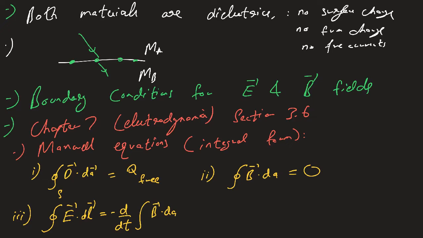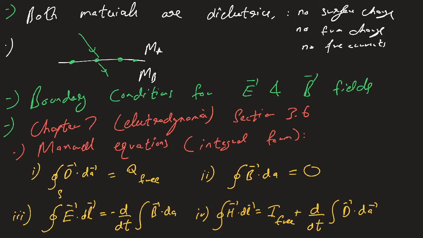Okay. And then the fourth Maxwell equation is that the line integral of H dot dl is equal to the free current I free plus d by dt of the integral over the surface bounded by the line integral of the displacement dot dA. Okay. I'll use the same numbering when I refer to them in deriving my boundary conditions. So I will now derive my boundary conditions using these four Maxwell equations. And just remember this numbering: this would be equation 1, this would be equation 2, equation 3, equation 4.